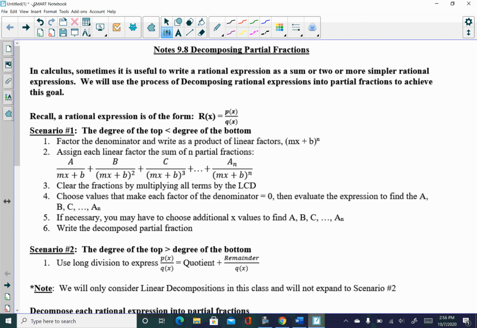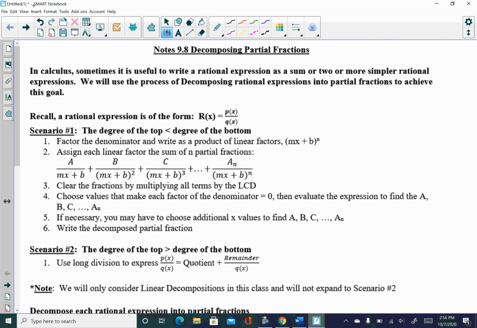But for those of you that plan to move on and take calculus, you will be using partial fractions, especially in Calc 2, when you start taking integrals, and if you go even further in terms of taking the course differential equations, you will decompose rational expressions into partial fractions from time to time in order to create a simpler problem to be able to evaluate.